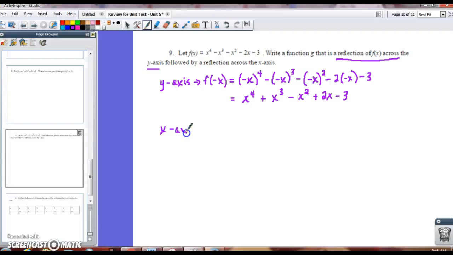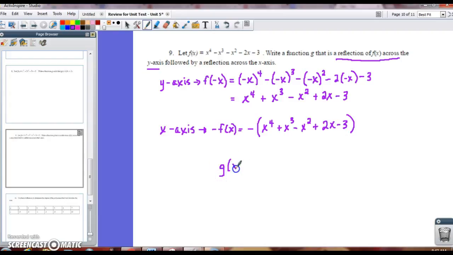When you reflect across the x-axis, that means you take your function and you negate the entire function. So I end up taking this entire function and negating it. All that means is that I multiply the entire function by -1. So all I have to do now is distribute that negative.